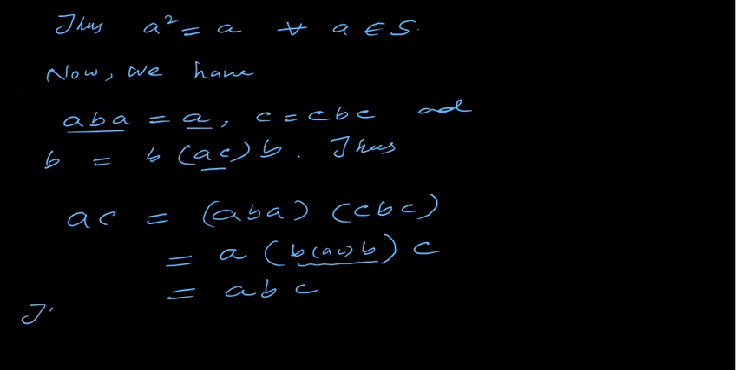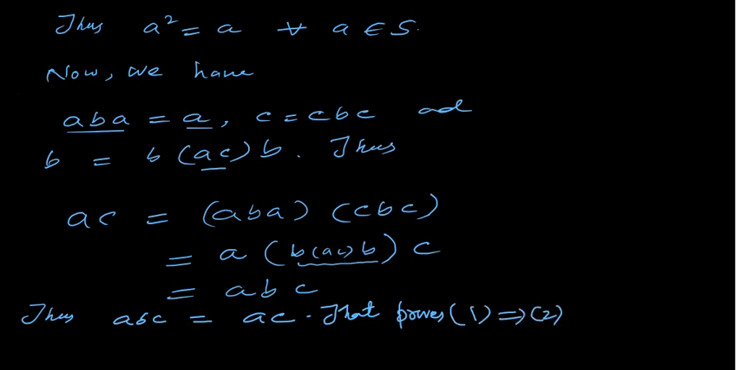So thus ABC, this is very simple, आपको सिर्फ आइडेंटिटीज का ख्याल रखना है. ABC is equal to AC. So that proves one implies second. Okay. Yes.